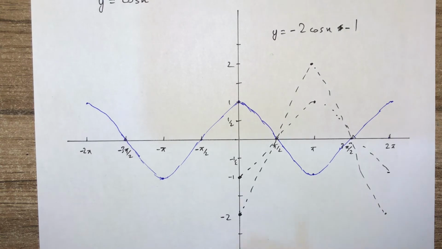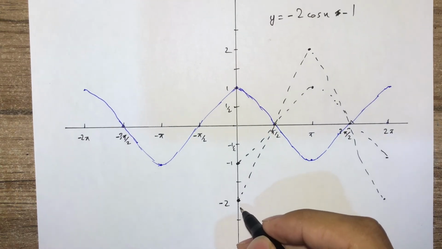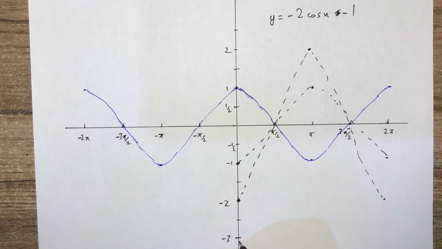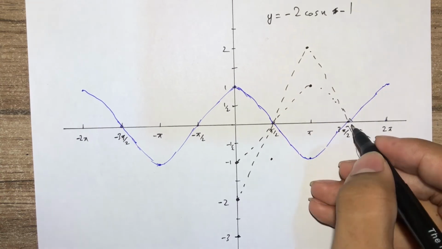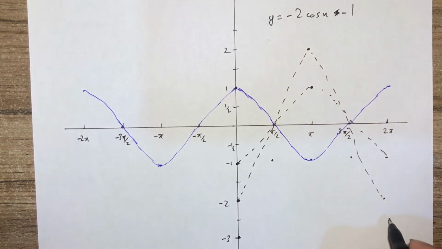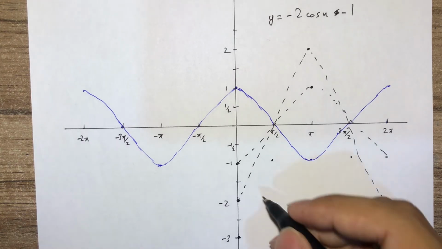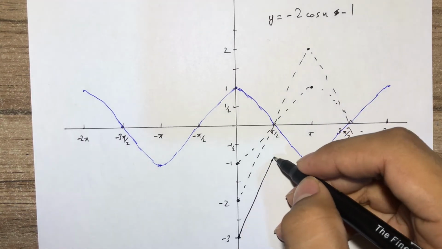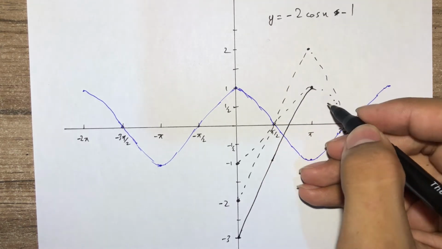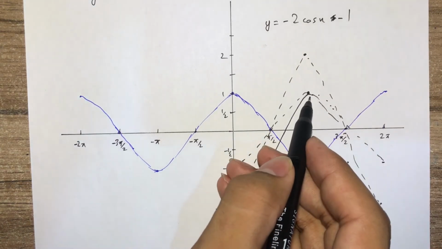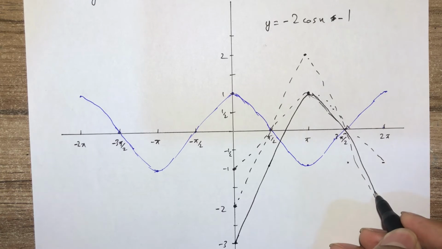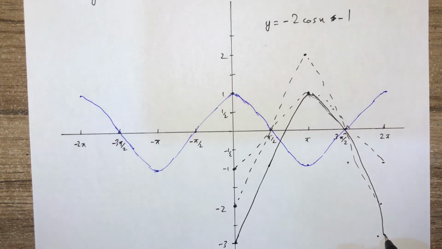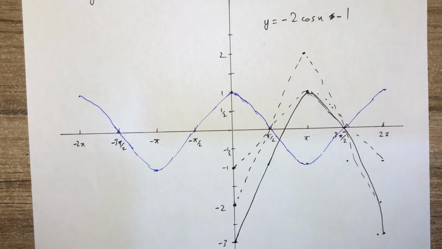Now we have to apply negative 1, which is a translation of 1 unit downwards. So every point moves 1 unit downwards. Negative 2 will go to negative 3. 0 will go to negative 1. 2 will go to 1. 0 will go to negative 1. And then negative 2 will go to negative 3. Right, so it's somewhat like this. This is the graph for y equals negative 2 cos x minus 1.